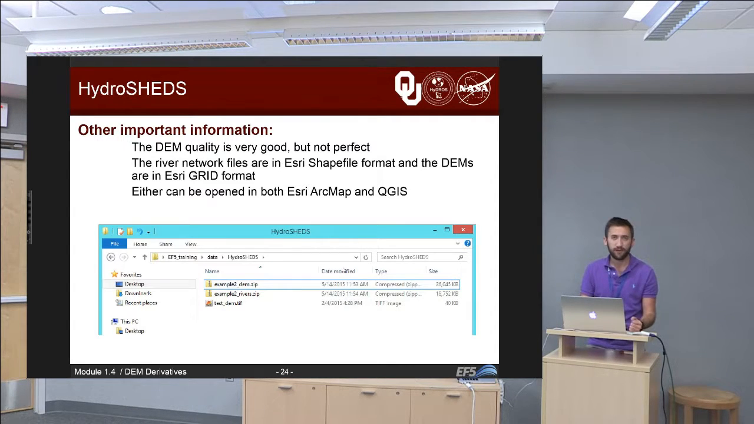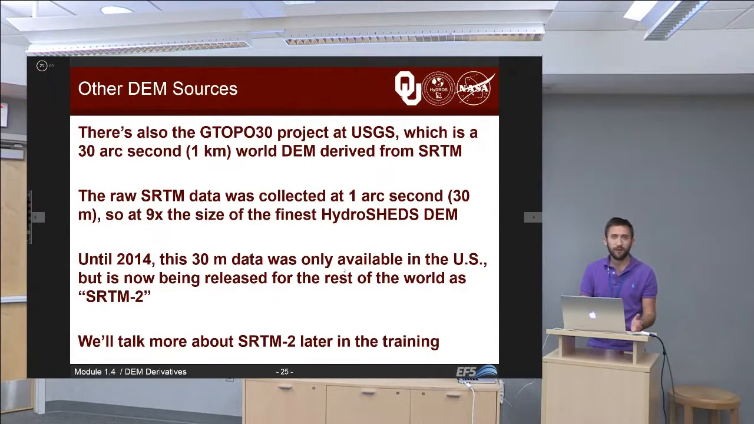The river network files are in Esri shapefile format. The DEMs are in the Esri grid raster format. Either of those can be opened in either Esri ArcMap or in QGIS or in any other piece of GIS software.